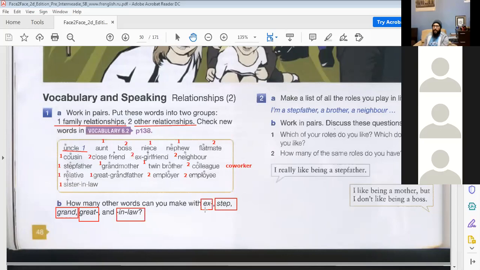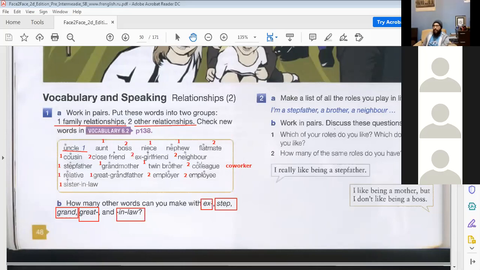For example, let's start with ex. So here we have ex-girlfriend, but can we do any other ex? Can we say ex-flatmate? Correct. Can we say ex-uncle or ex-aunt? No. Sometimes we want to, right? Especially if we don't like them very much. But unfortunately, we cannot remove them. We're stuck with family. Okay, but flatmate is a good example. So ex-flatmate, ex-girlfriend.